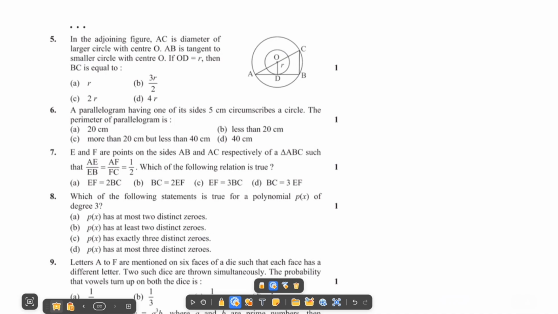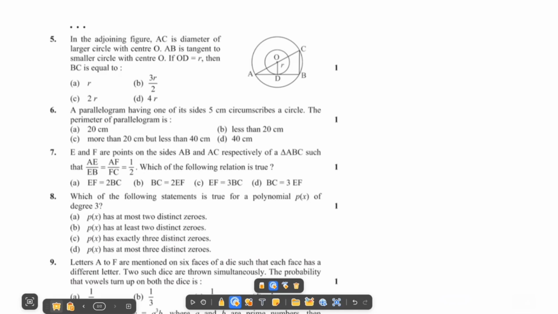So next question is, in the adjoining figure, AC is the diameter of the larger circle with center O. AB is the tangent to the smaller circle with the center O. If OD is equal to small r, then what is the value of BC?